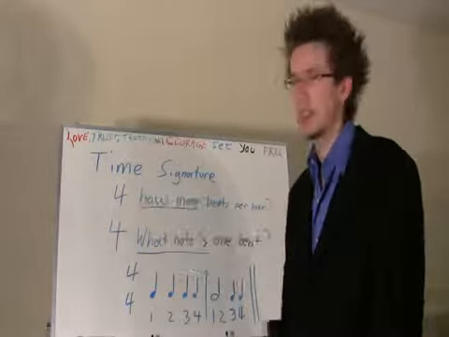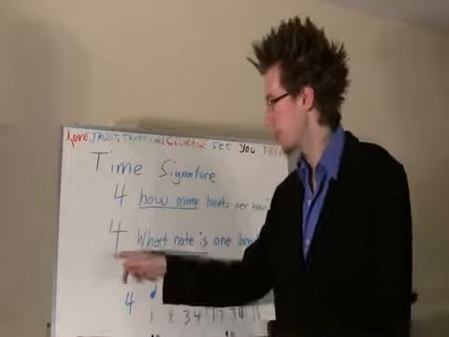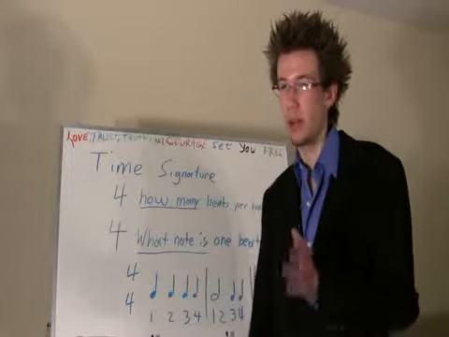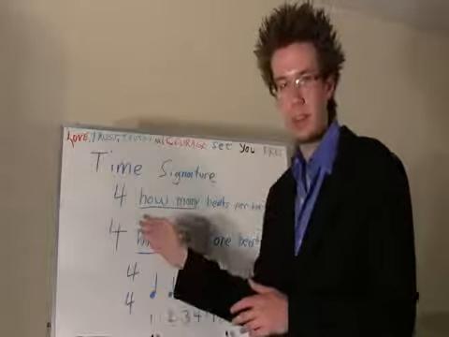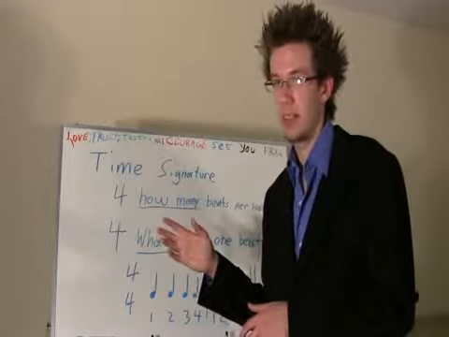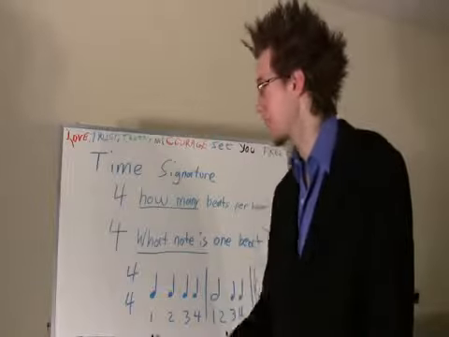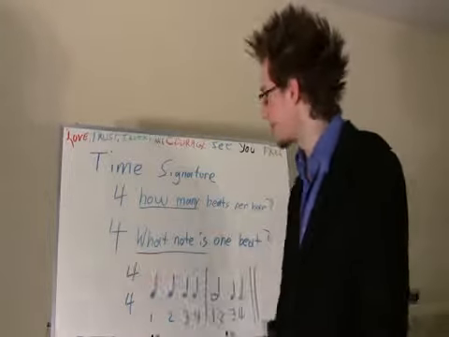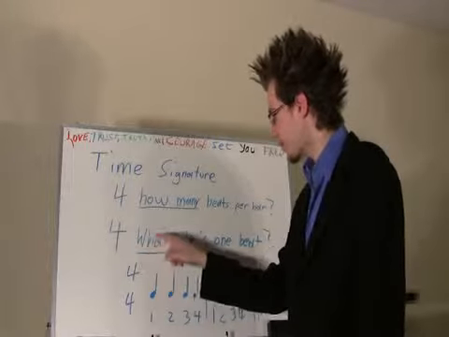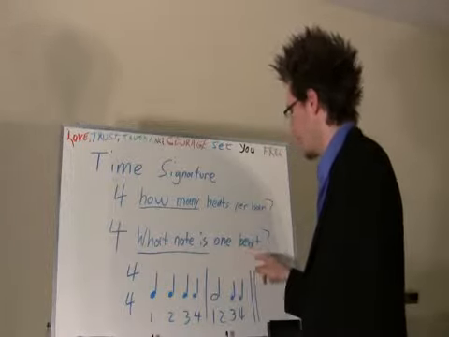The bottom number is a little bit different, and it tells you what note is going to be one beat. Now, the most common thing, probably about 90% of the time, you're going to see 4 on the bottom. So 4 is almost always on the bottom, and you probably won't see anything but 4 for a long time. You might see 8 once or twice, and you might see 2 once or twice, but you probably won't ever see anything else other than that. So the bottom number is almost always 4. It's telling you what note is one beat.